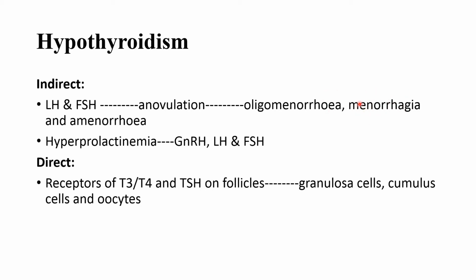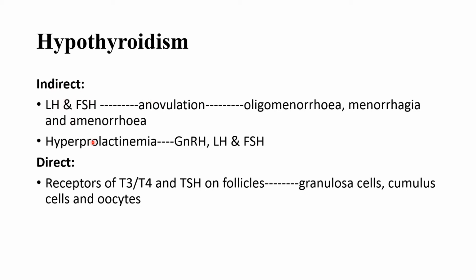And menorrhagia is mainly caused because hypothyroidism may result in reduction of the coagulation factors. So there would be less coagulation factor, and bleeding would continue. And amenorrhea means absence of menses. So disruption of LH and FSH may also result in anovulation. So that would cause infertility by disruption of LH and FSH.